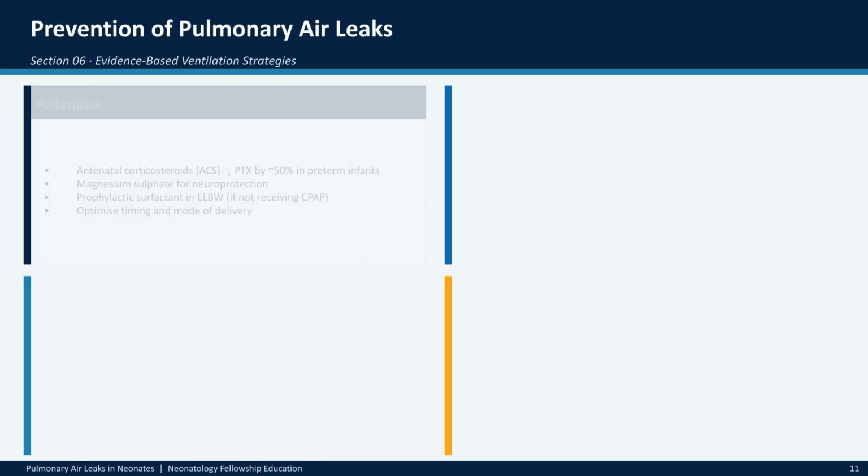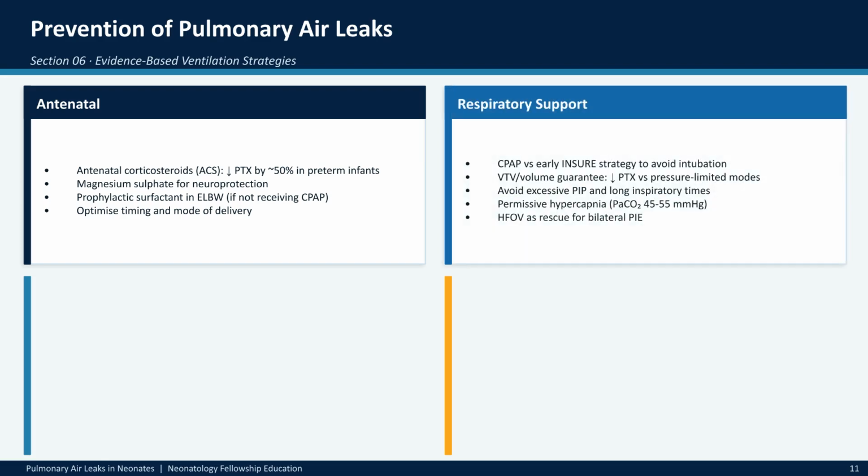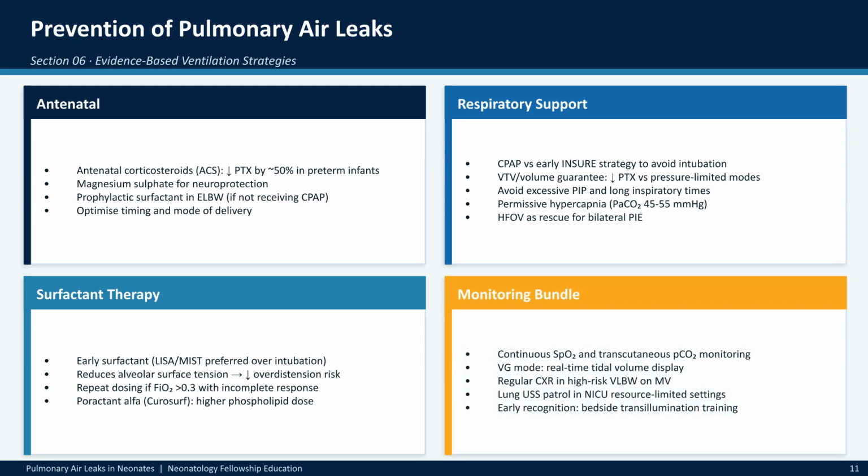Prevention strategies are critical. Antenatal care, including corticosteroids, reduces pneumothorax incidence. Respiratory support should favor volume-targeted ventilation and strategies that avoid excessive peak inspiratory pressures. Surfactant therapy reduces overdistension risk. Monitoring includes continuous SpO2, PCO2, and lung ultrasound surveillance.